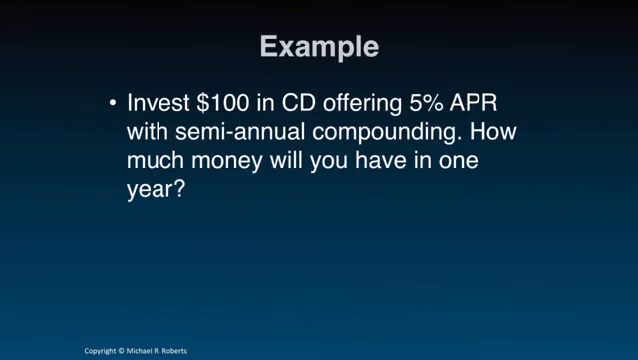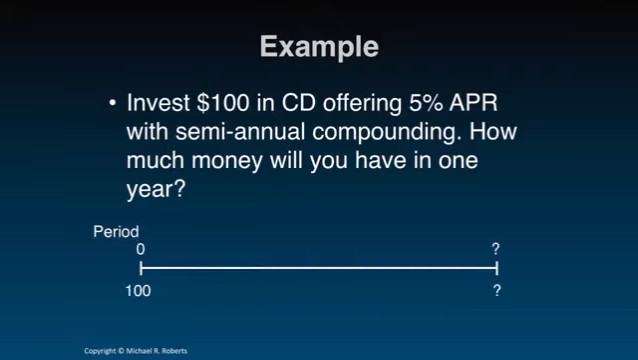Let's do an example. Imagine we're investing $100 in a CD offering 5% APR with semi-annual compounding. How much money will we have in 1 year? There are actually two ways to approach this problem, and we're going to do each in turn. The first thing we always do is draw a timeline. Today, period 0, we're going to invest $100. The question is asking how much money we are going to have in 1 year. I've left this as a question mark to emphasize the fact that there are two ways to go about answering this problem.